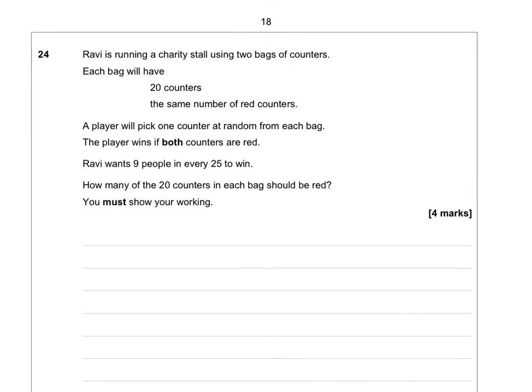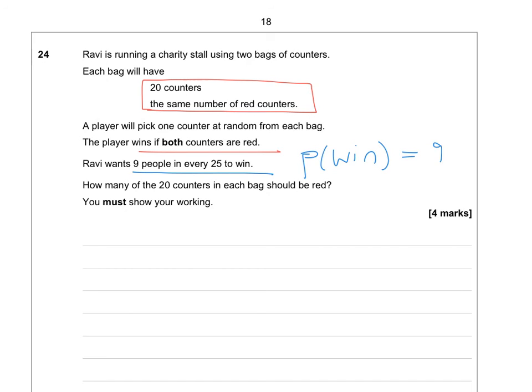Question 24. Ravi is running a charity stall using 2 bags of counters. Each bag will have 20 counters and the same number of red counters. A player will pick 1 counter at random from each bag. The player wins if both counters are red. Ravi wants 9 people in every 25 to win. So the probability of winning equals 9/25, which is the probability of 2 reds. So the probability of 2 reds has to be 9 over 25. How many of the 20 counters in each bag should be red?